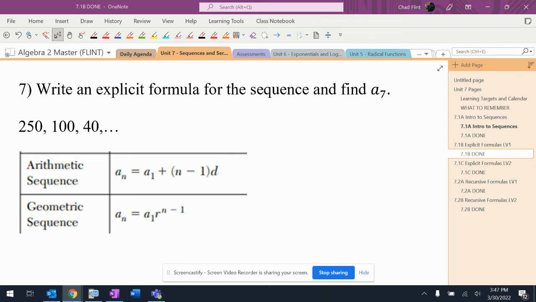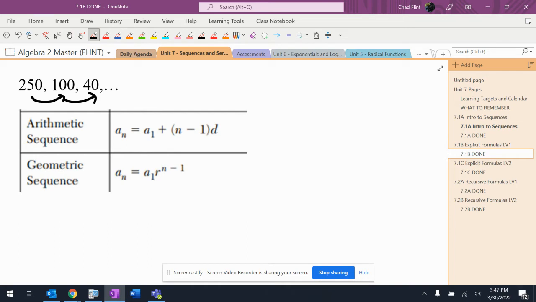Write an explicit formula for the sequence and find A7. All right, so 7, I might think about writing this one out. We'll see. What's happening if I look at this, it's subtracting 150 and then subtracting 150 again. There's no way that's what I'm supposed to be doing, because subtracting 150 would give me negative 50, and that didn't happen. So that means it's whatever this is right here.